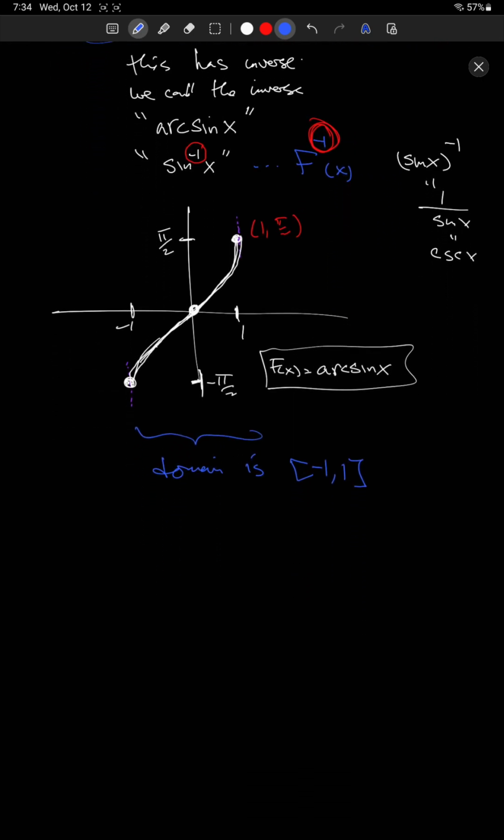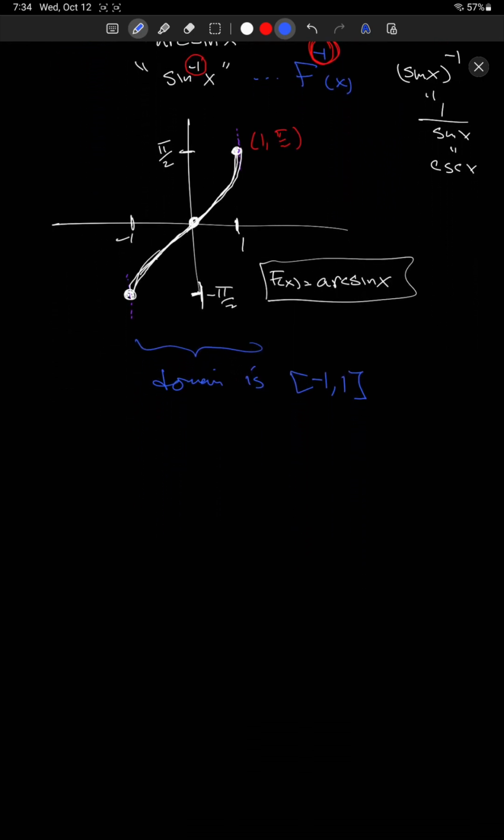So what this means in particular is you're never allowed to plug in a number bigger than 1 into arcsine or a number less than minus 1 into arcsine, right? And that also makes sense because sine itself can never be bigger than 1. Sine itself can never be less than minus 1. All right, so that's our picture.